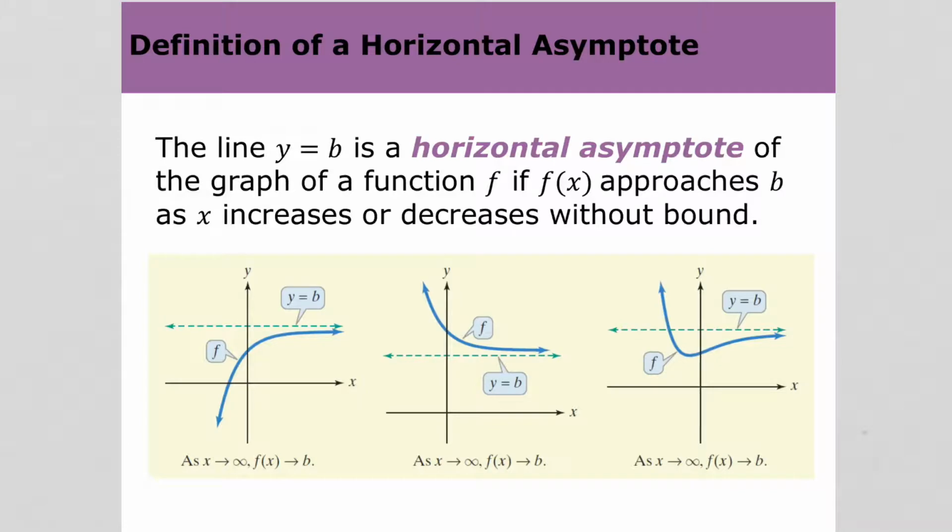A horizontal asymptote is an asymptote that's horizontal. You may have your graph approaching the horizontal asymptote and not crossing it, like in these two cases. Or you can see in this last picture, you're approaching the horizontal asymptote, but it does cross it over here. And that is okay with a horizontal asymptote.